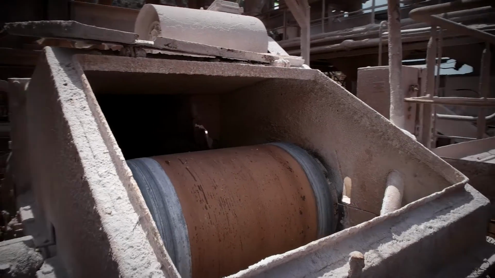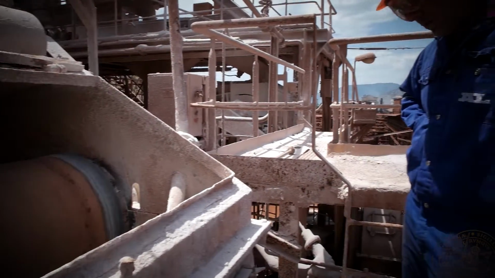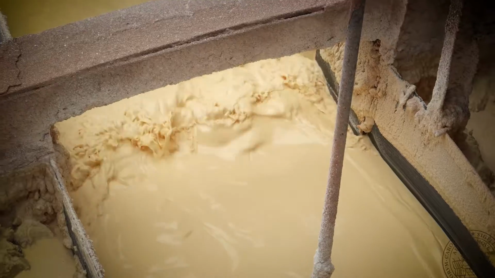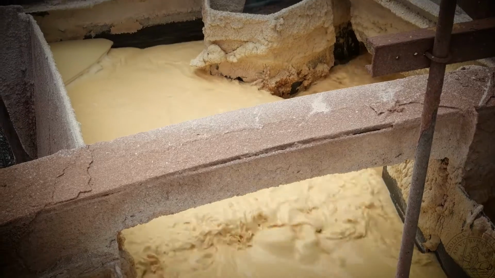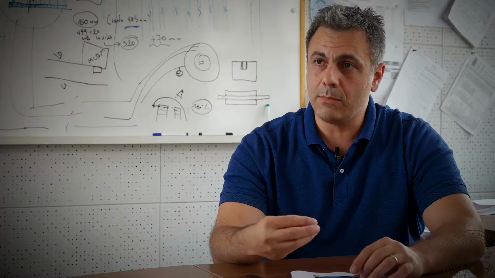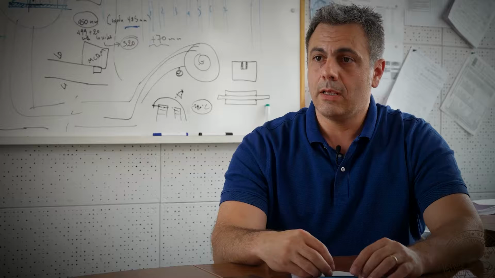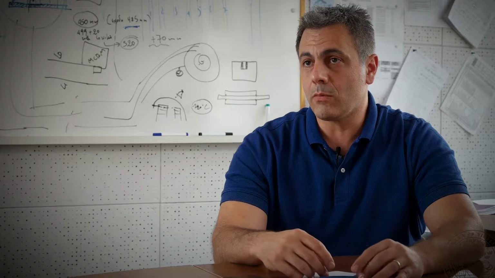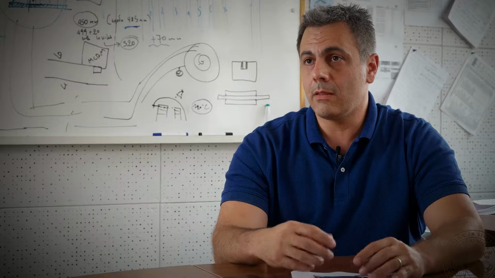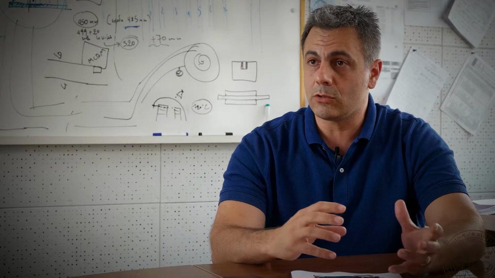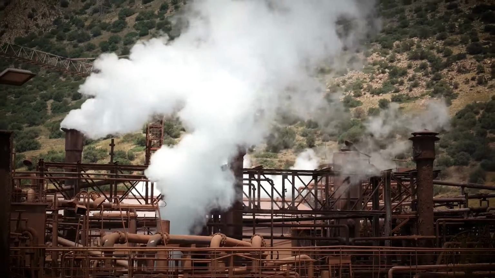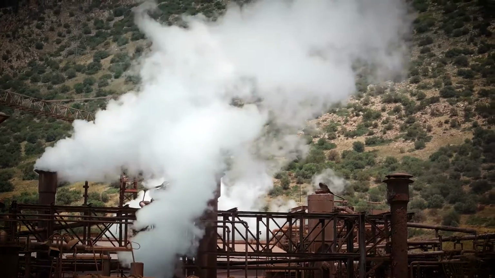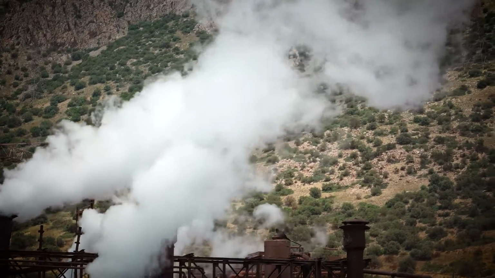When we have already decreased the size of the bauxite and we have a lot of surface area, we put together caustic soda and bauxite, and we make a slurry that we are going to feed to the next step, which is digestion. Digestion is the heart of the alumina production. In this unit, we put the slurry of caustic soda with bauxite, and we increase the temperature in order to extract alumina from bauxite.